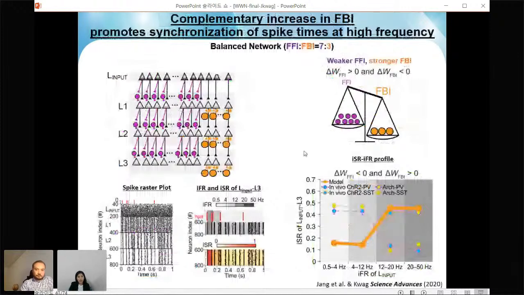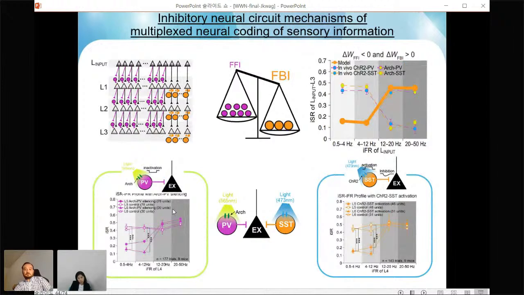Conversely, if we increase the synaptic weights of feedback inhibition and, complementing it, decrease the synaptic weights of feed-forward inhibition, and then plot the iSR-IFR profile, we have this shape, which is similar to inactivation of PV and activation of SST. So basically, the optogenetic perturbation we did to activate SST or inactivate PV has somehow broken the balance between feed-forward and feedback inhibition in the network and promoted feedback inhibition.